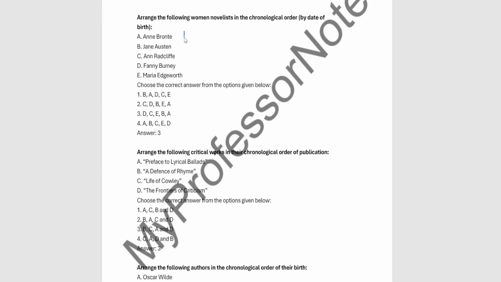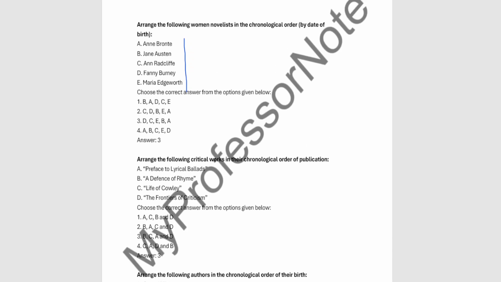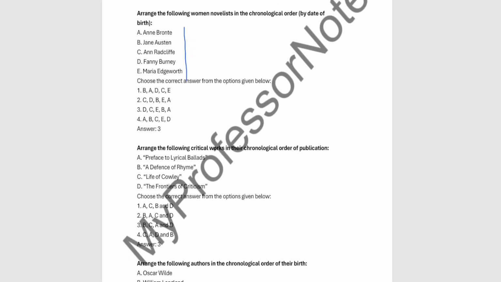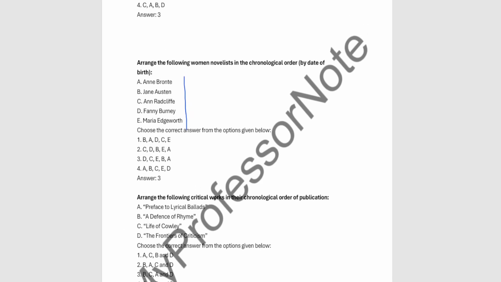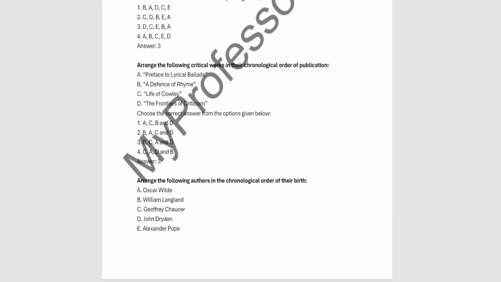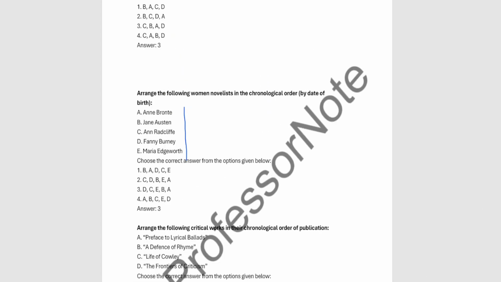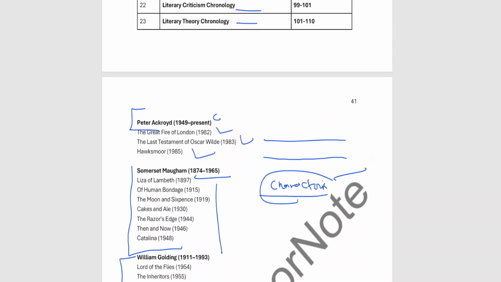In this way, the questions here are on date of birth, on novelists. You have to put them into chronological order, that is, which novelist came first. So this is the type of question we get to see in the paper, and this is what I have covered here. So this booklet is going to help you immensely.